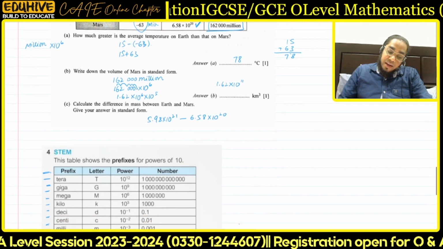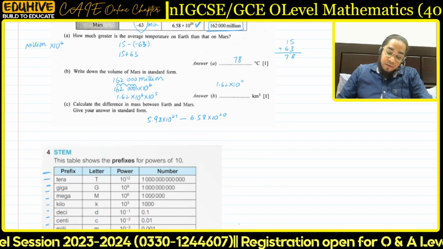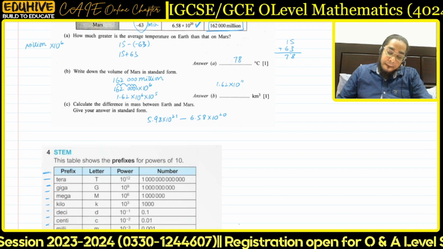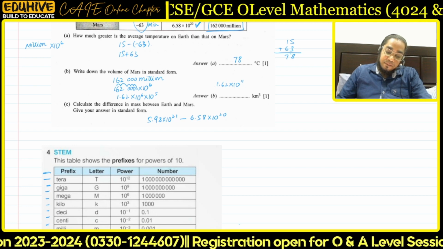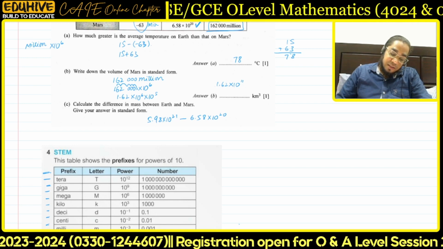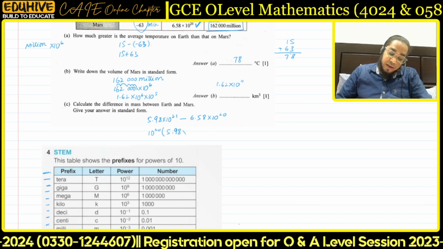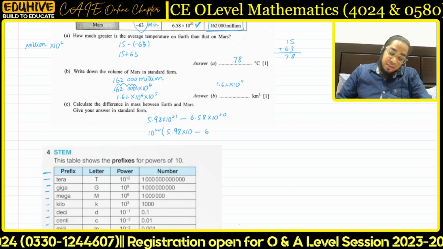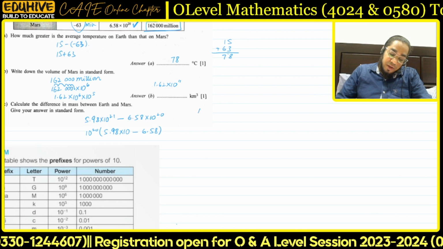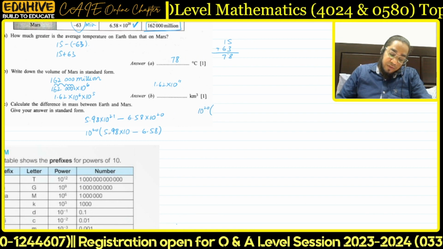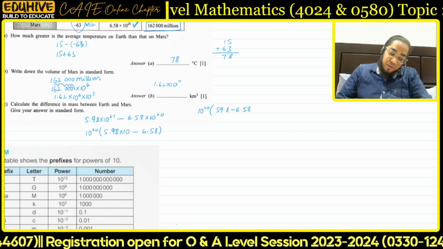Can anyone tell me what I'm going to take common from here? What should be the common? Yes, correct, 10 to the power 20. So 5.98 would have 10 and 6.58 will be alone itself. So it's going to be 10 to the power 20 over here, and when you multiply this by 10, that's going to be 59.8 minus 6.58.